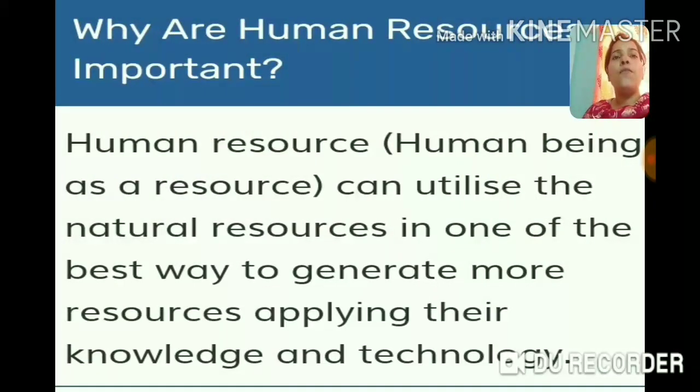The next question is, why are human resources important? Yes, human resource means human being as a resource. We can say that human resource is a very important resource, because human resources have talent, skill and knowledge that can be utilized on natural resources in different ways. In other words, human beings as a resource can utilize natural resources in one of the best ways to generate more resources, applying their knowledge, their skill, and their talents.